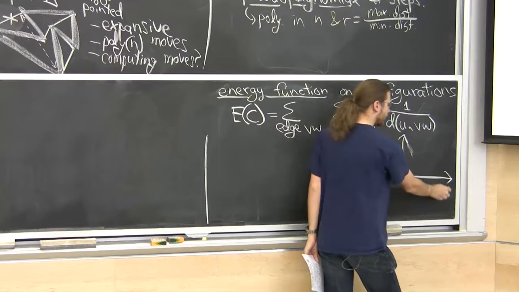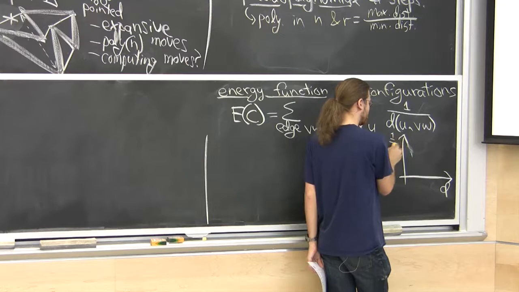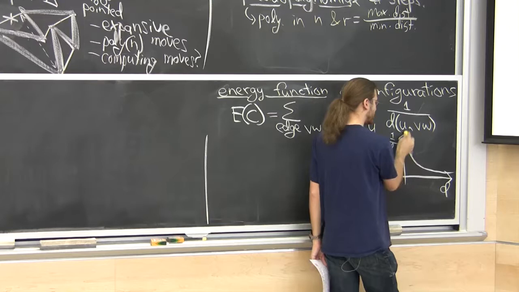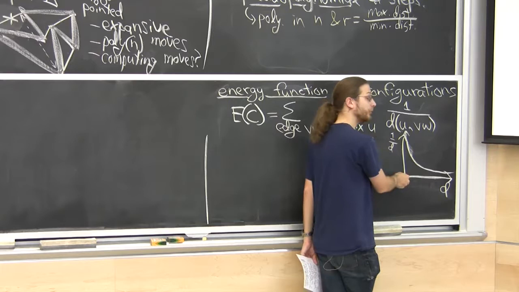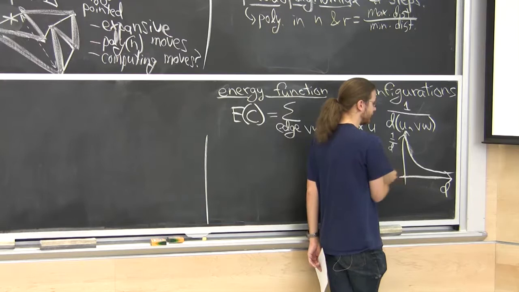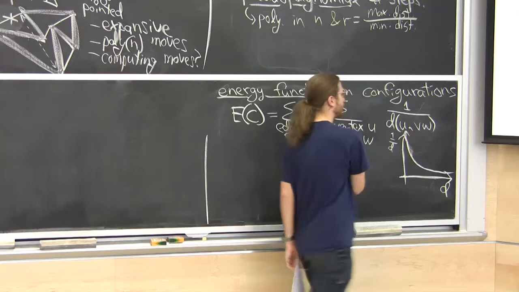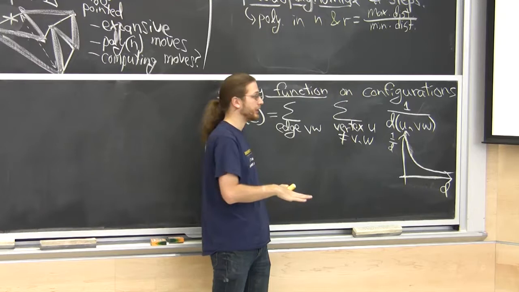If I write distance in the x-axis and 1 over the distance in the y-axis, the plot of that function looks like this. It has this vertical asymptote at 0. So if the distance were to go to 0, which is bad for me because that's when things start crossing, they would start touching at d equals 0, and after that they might cross. The energy shoots to positive infinity. So if I take the sum over all these, if any of the distances decrease to 0, then the energy will shoot to infinity.